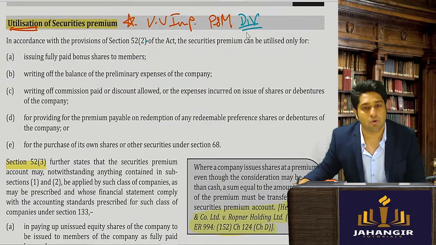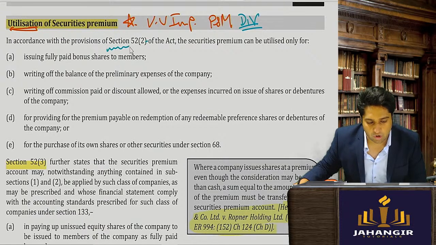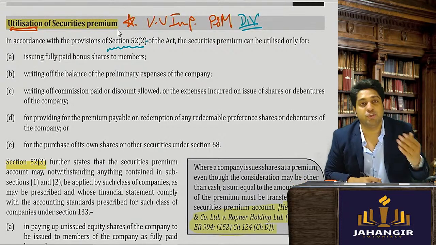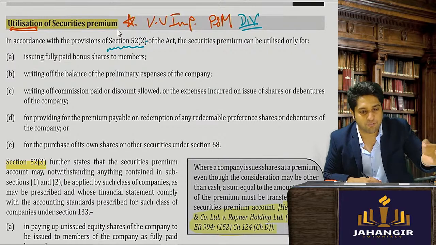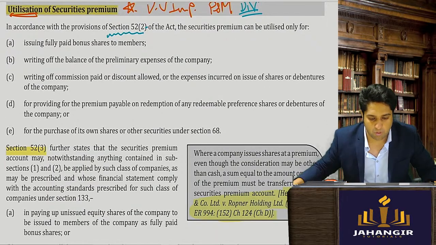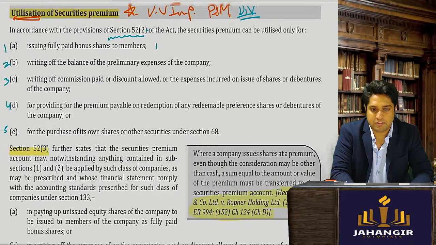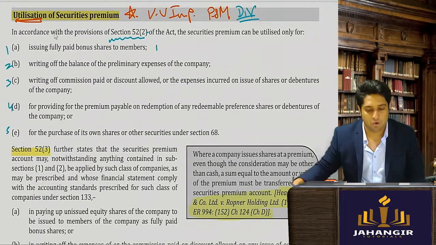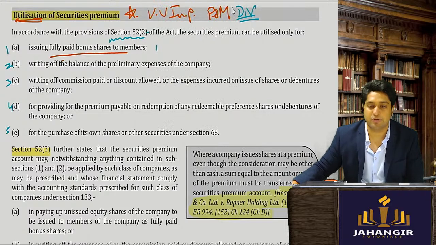Answer is no. We have to first see what the law says. It says that you can use security premium account only for these purposes: 1, 2, 3, 4 and 5. For these 5 purposes only you can use. One is for issue of bonus shares. So now you tell me whether dividend you can use to pay.